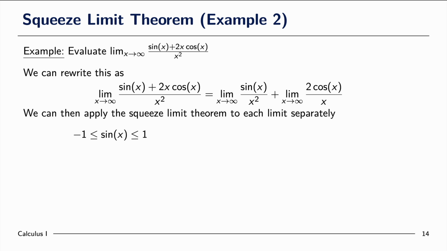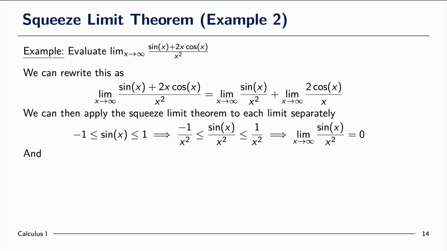So first notice that sine of x is always between negative 1 and 1. We can divide by x squared throughout the inequality and get negative 1 divided by x squared is less than or equal to sine of x divided by x squared, which is less than or equal to 1 divided by x squared. Now notice that negative 1 over x squared as x approaches infinity is equal to 0, and 1 over x squared as x approaches infinity is also equal to 0. So therefore, the limit of sine of x divided by x squared as x approaches infinity must also equal 0.